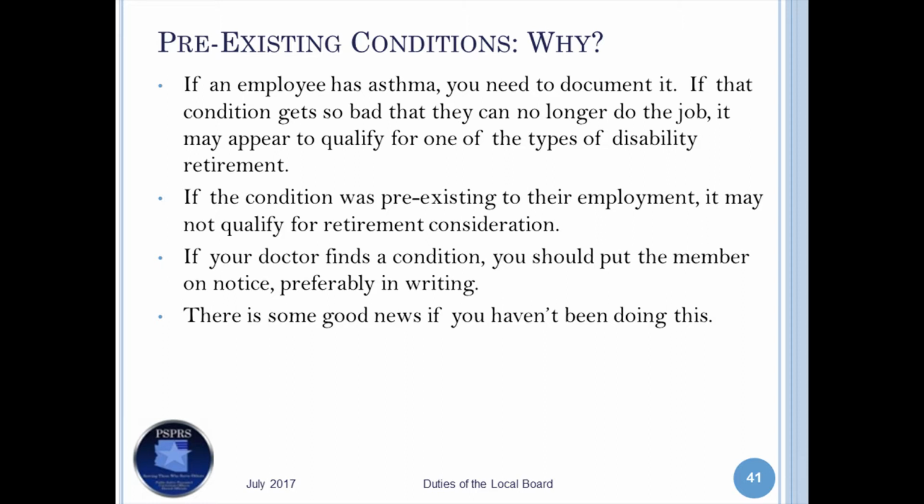Usually you're under the PSPRS umbrella, but you still have the right to ask, do you have any pre-existing condition coming as a lateral transfer from another employer, and have them do an exam if you want to. But when you hire somebody, you assume that with responsibility and liability, and you need to know about that.